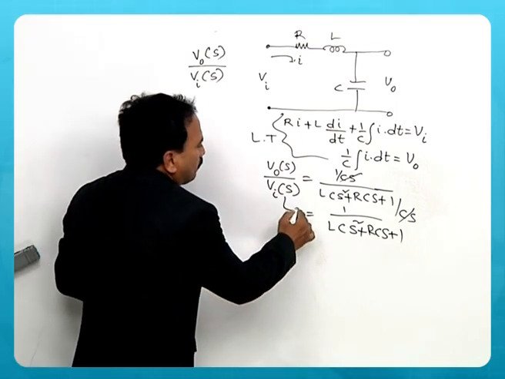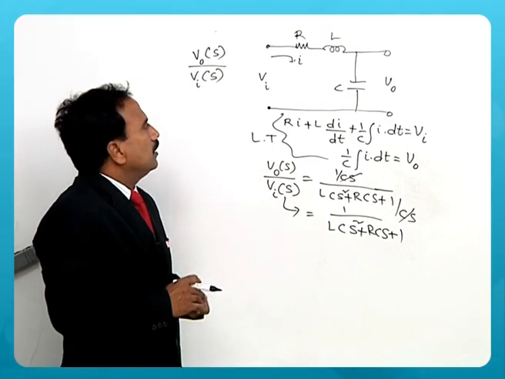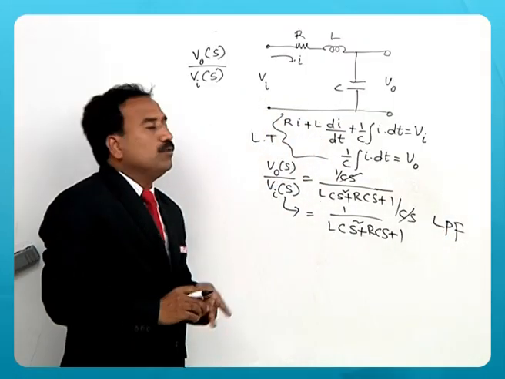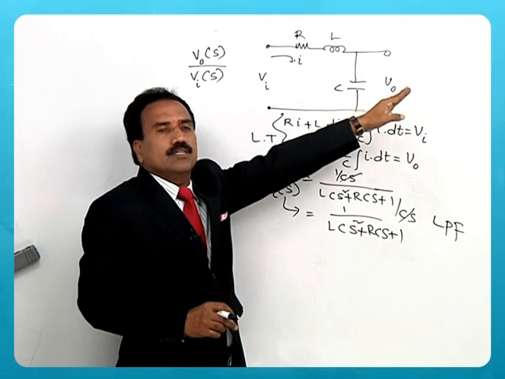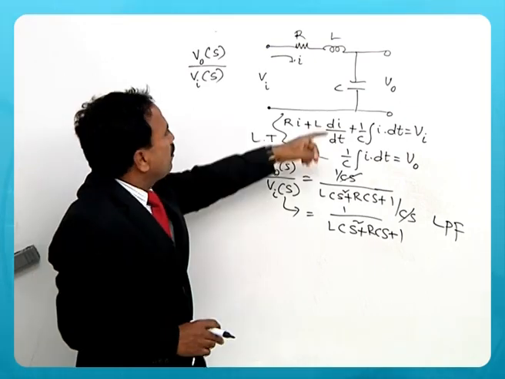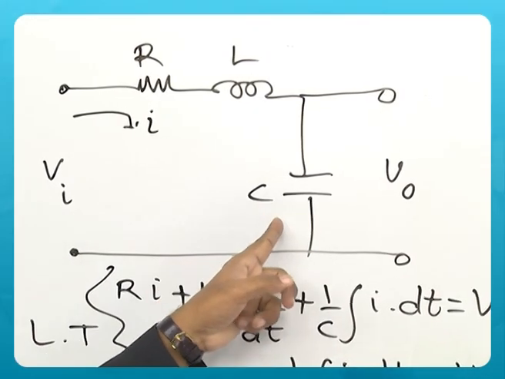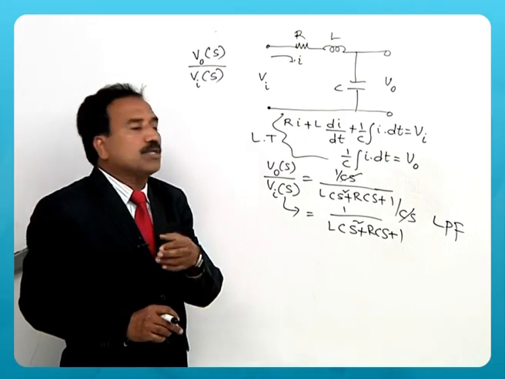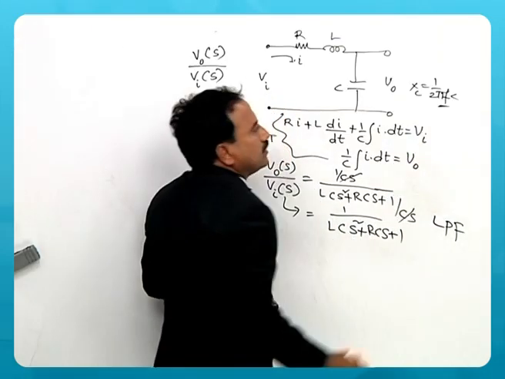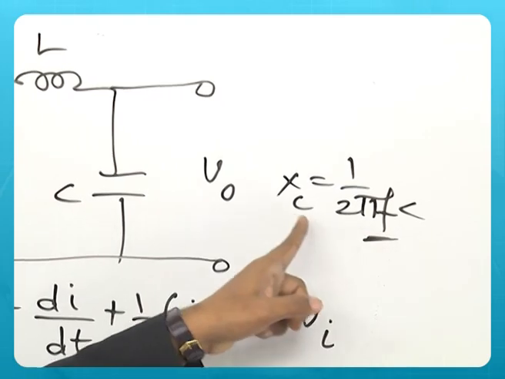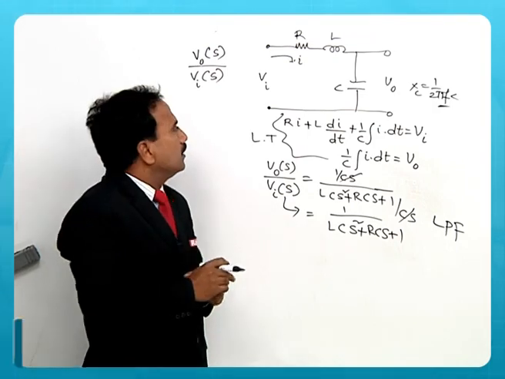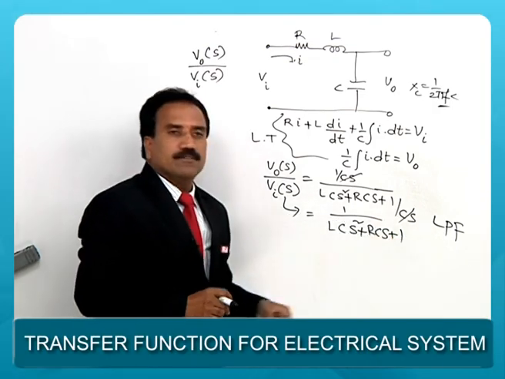Once you get a transfer function like this, it is actually called a low pass filter. Low pass filter means low frequencies are allowed to the terminals here, but high frequencies are attenuated. For high frequencies, this capacitor acts as a short circuit because Xc is equal to 1 by 2 pi Fc, which is very low for high frequencies. So high frequencies are not allowed to the output. This is called a low pass filter.